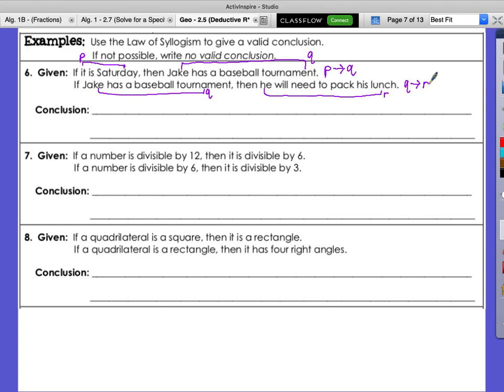So did these line up where it goes P, then Q, then R? The conclusion of the first is the same as the hypothesis of the second. It ends with Q, it starts with Q. So what we're able to do is go straight from P to R. We're able to skip over Q and go straight from P to R according to the law of syllogism. So we can say, if it is Saturday, our P, then he will need to pack his lunch. Do we know what he we're talking about though? No. So it might be helpful to say Jake, okay? If you want to say he, I will kind of go off for it. Then Jake will need to pack his lunch.